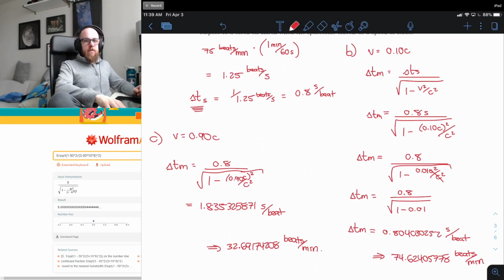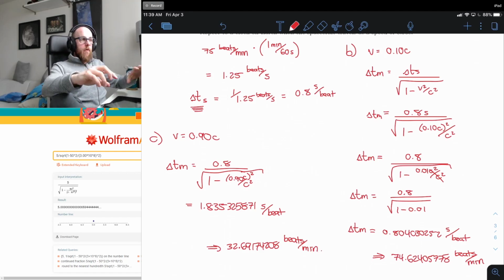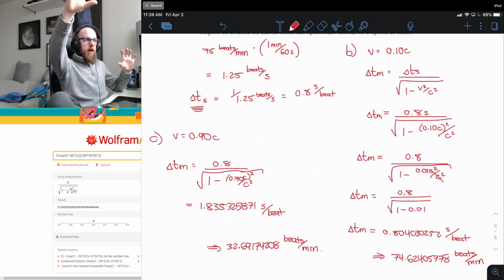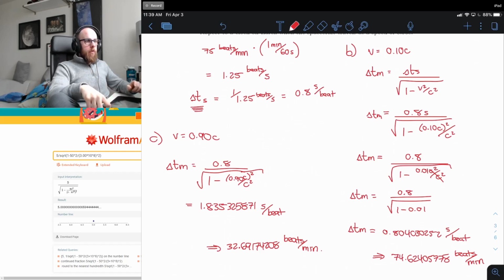So when the astronaut is moving that quickly, for an observer back on Earth, they're watching the astronaut measuring his heartbeat. What they observe is that his heart rate is actually over half as much, or just slightly over half as much as what it was back on Earth. So his heart is beating half as fast to an observer back on Earth that's watching the astronaut, which is pretty remarkable. All right.